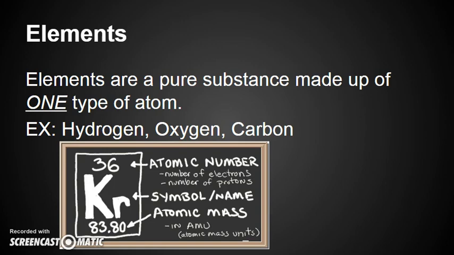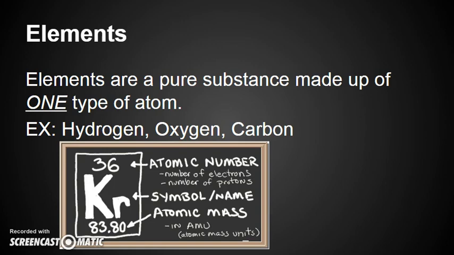Now, we also have atomic mass, and we measure that in atomic mass units. The atomic mass measures the protons plus the neutrons. Now, you see 83.80 here. We generally do not have 0.8 protons or 0.8 neutrons. We have one whole proton or one whole neutron. So the reason we have 0.8 here is we take an average. We take an average of everything that exists out in nature.